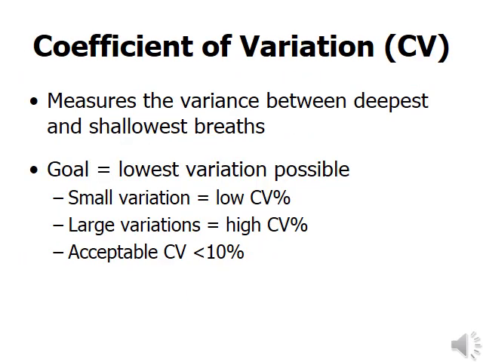The CV, or coefficient of variation, is the measure of variance between the deepest and shallowest breaths and is expressed as a percentage. In a steady state, minimal variation is seen, and the CV is low, ideally less than 10%. Large variations can occur with pain, agitation, unsteady respiration such as rapid or shallow breathing, and even physical or auditory stimulation, such as televisions or visitors talking in the room.